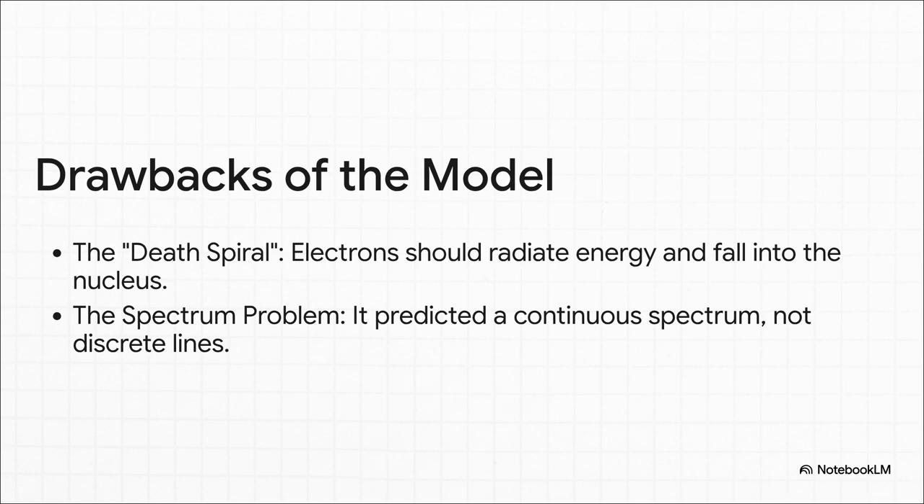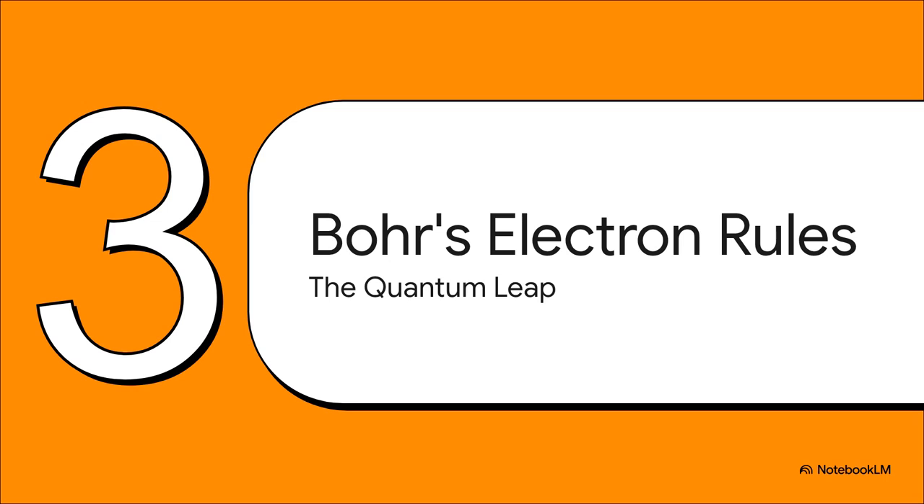Poof, no more atoms. Problem number two was that light spectrum thing again. If the electron is spiraling in, it should be emitting a continuous smear of light, like a rainbow. But that's not what we see. We see those sharp, specific barcode lines of color. So the planetary model was in big trouble.